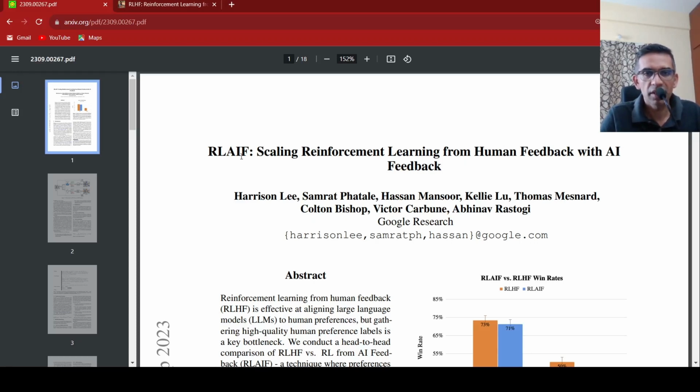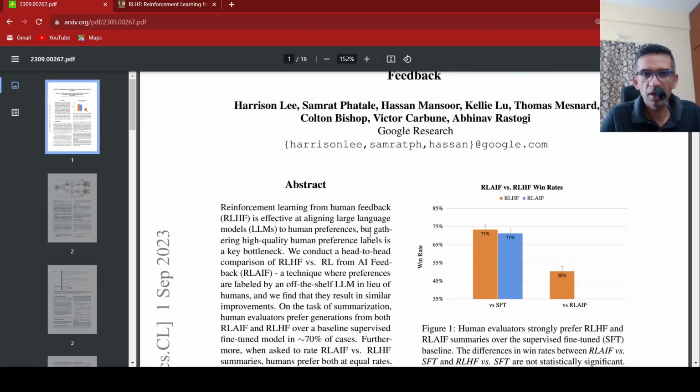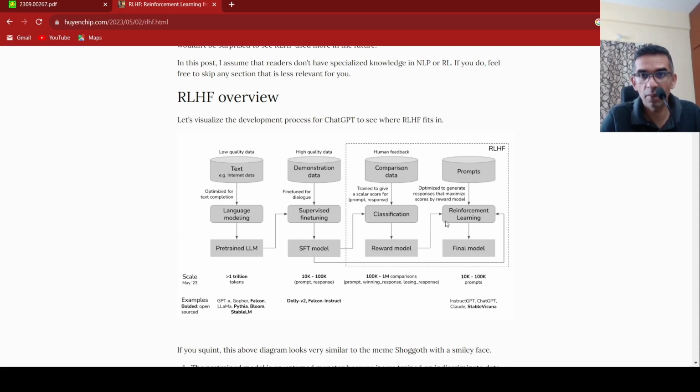I came across this interesting research paper from Google Research which talks about reinforcement learning with AI feedback. Reinforcement learning from human feedback is effective at aligning large language models to human preferences, but gathering high quality human preference labels is a key bottleneck. RLHF, or reinforcement learning with human feedback, is used in models like ChatGPT, Claude, Stable Vicuna.